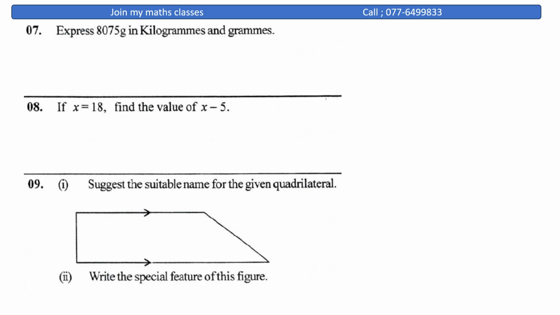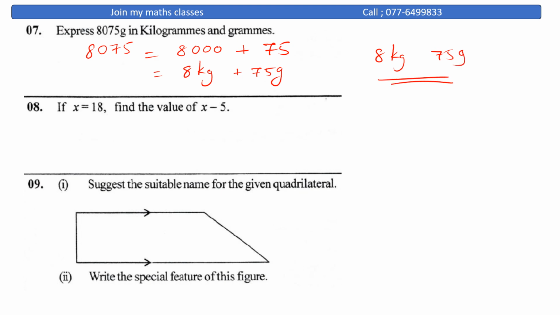Express 8075 gram in kilograms and grams. In this one, 8075, that means this is 8000 plus 75. The 8000 means 8 kilograms and 75 grams. So therefore your answer should be 8 kilograms 75 grams. If you write like this, you will get the marks. And if x is equal to 18, find the value of x minus 5. X minus 5 is equal to 18 minus 5, and this is 13.